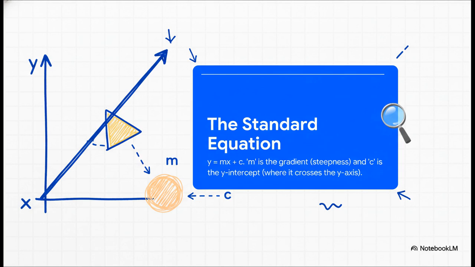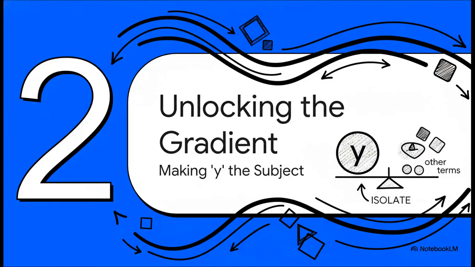So m is what we call the gradient. Just think of it as the line's steepness. Is it a gentle slope or a steep cliff? And c? That's the y-intercept. It's simply the exact spot where the line crosses that vertical y-axis. You understand m and c, you understand the line. Period. But here's the catch.